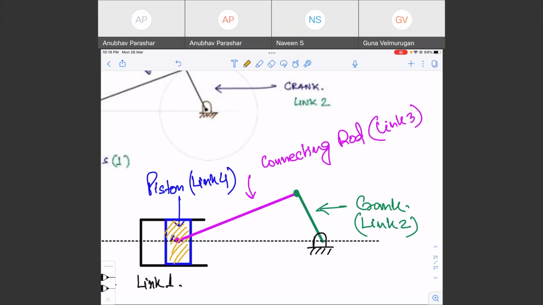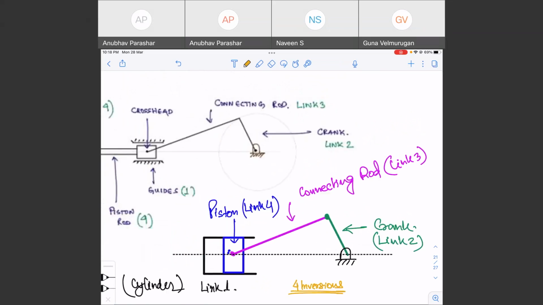So all these different mechanisms are called inversions to each other. So how many inversions are possible here? There are 4 inversions, right? You fix the crank, or you fix the connecting rod, you fix the piston, or you fix the cylinder, right? So with these 4 inversions, we can obtain 4 different mechanisms.